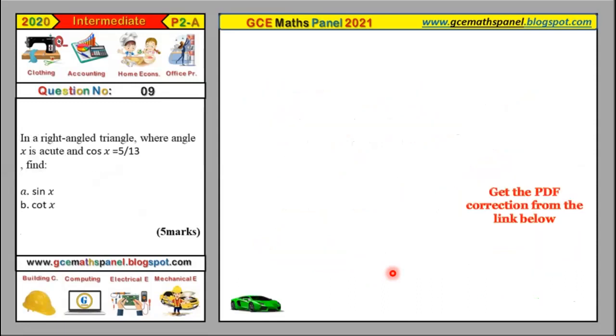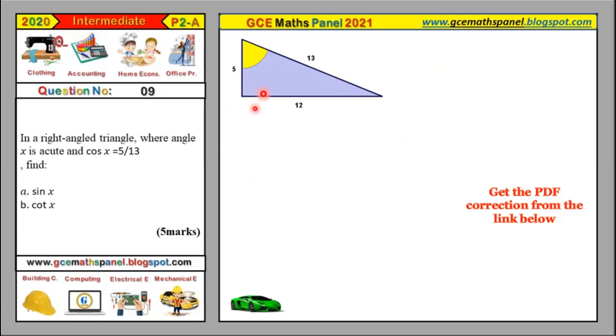Okay. Question 9. In a right angle triangle where x is an acute angle and cos x equals 5 on 13, find sine x. You can get the PDF of all of this correction from the link below. So recall that cot x is the same as 1 over tan x. So you can look for tan x and then you take 1 over that value. You will have your cot x. Let's start with sine x.